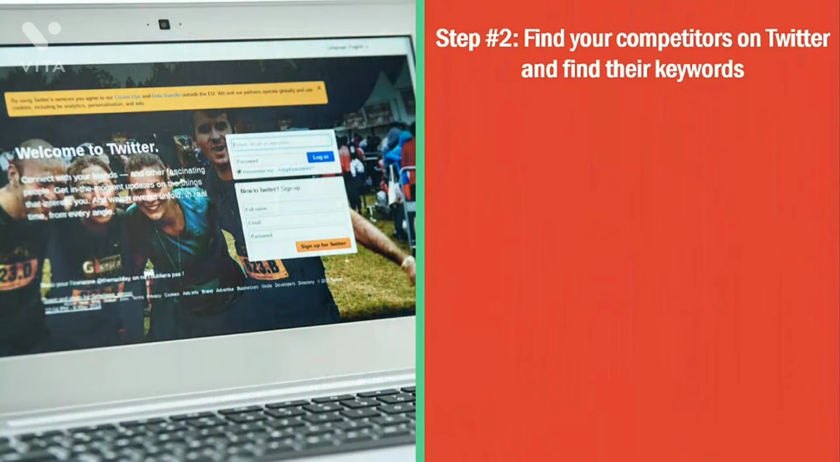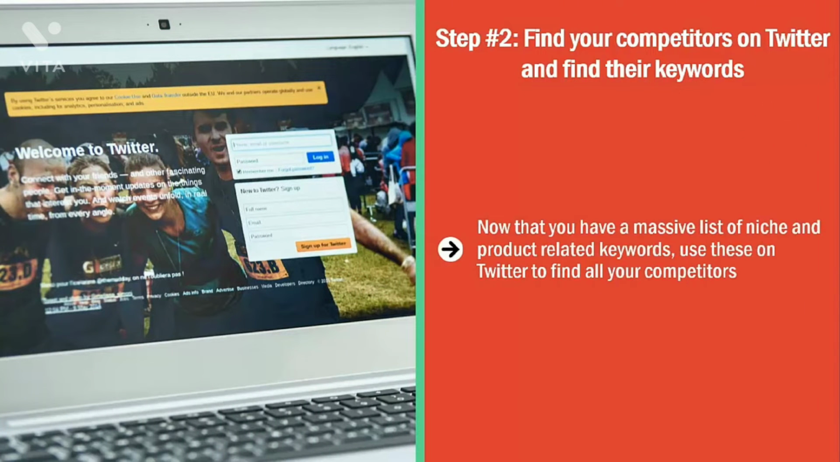Step number 2, find your competitors on Twitter and find their keywords. Now that you have a massive list of niche and product-related keywords, use these on Twitter to find all your competitors. Get as many of them as possible. Next, look at the hashtags that they normally use with their posts and copy and paste them into a file. Get as many of them as possible.